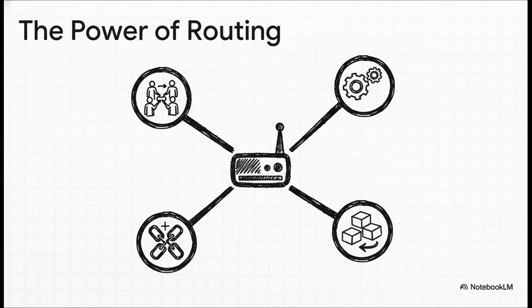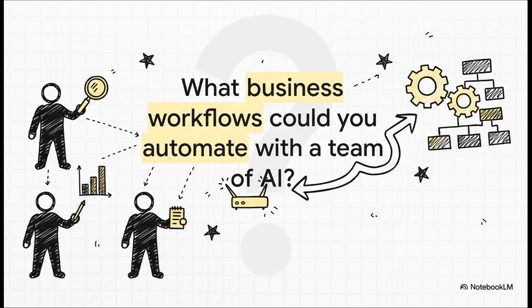So let's just recap the awesome power of routing. First, efficiency. You are always using the best tool for the task. Second, scalability. You can add new capabilities just by plugging in new agents. Third, robustness. One failure doesn't bring the whole thing crashing down. And finally, it creates the foundation for true collaboration, where you can have a team of AIs actually working together on really complex goals.